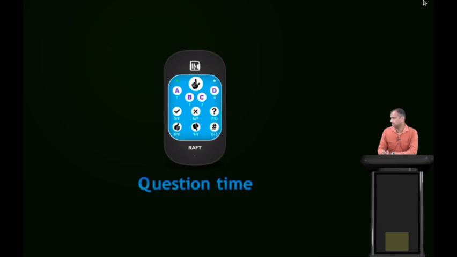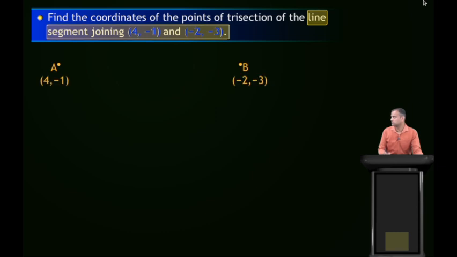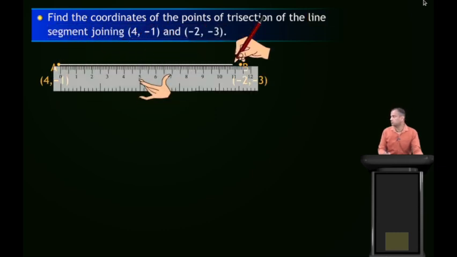Okay class, now again question time. Now the next question. Find the coordinates of the points of trisection of the line segment. Now you have to find the points of trisection. So we have 2 points, 4 comma minus 1, then we have minus 2 comma minus 3.